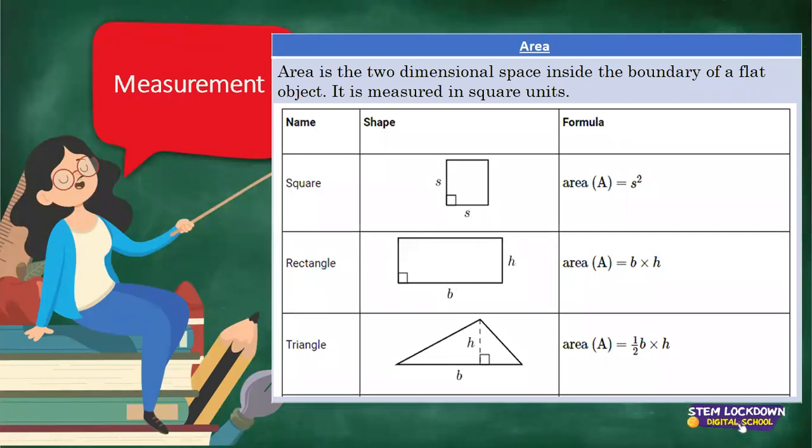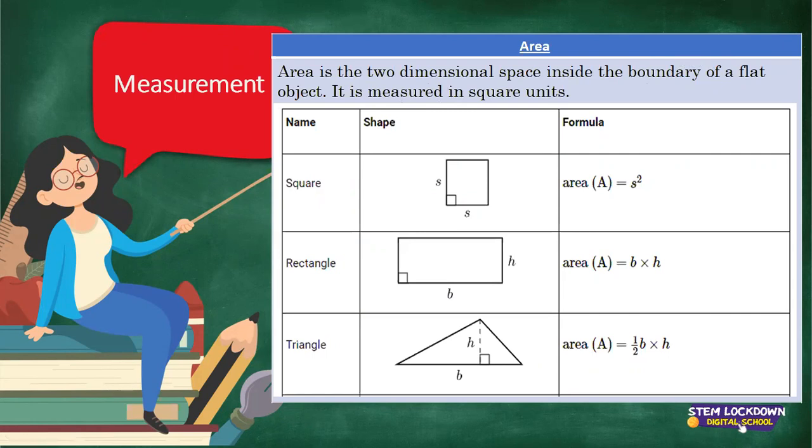First of all, what is area? Area is a two-dimensional space inside the boundary of a flat object. It is measured in squared units.